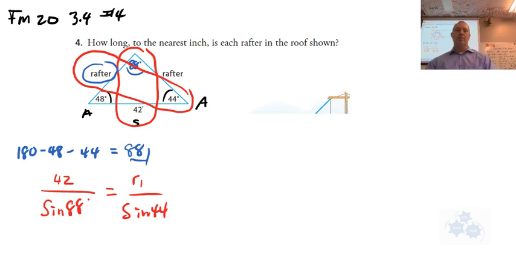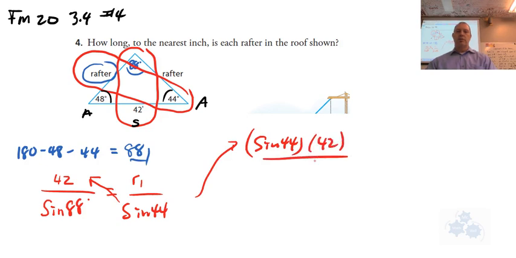Okay, so that's the sine law. I do some rearranging and multiply both sides by sine of 44. That brings that up there, and I'm left with this: sine 44 times 42 over sine 88 equals R1. Everybody okay with that? Does that look good?